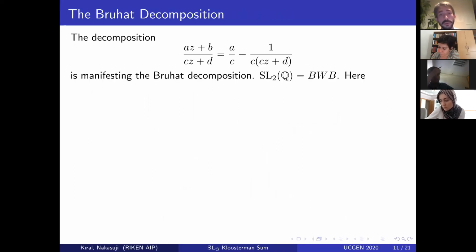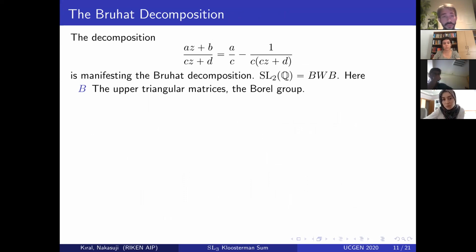What was important about this AZ plus B over CZ plus D? So many of you probably have seen this in complex analysis, for example. You might have seen this formula. But this is a manifestation of the Bruhat decomposition, the BWB decomposition of SL2. Why? So what is the BWB?